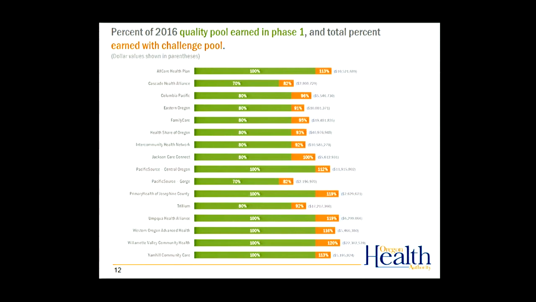There are some CCOs like Cascade Health Alliance there, which is second from the top, that only ended up getting 70% of their pie. But because they performed well on a couple of the challenge pool items, they were able to get a little bit more. The awards themselves range from roughly, it looks like Willamette Valley was the community health, which covers the Salem area. They ended up getting around $22 million that particular year. The lowest award was related to, looks like Pacific Source Gorge, which is a very small CCO. It was only around 2.2 million, but still that was a pretty significant amount.